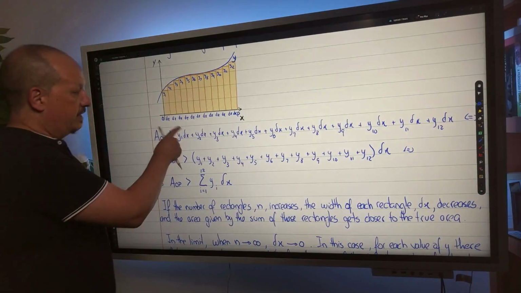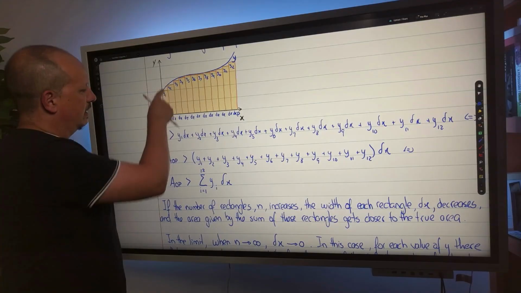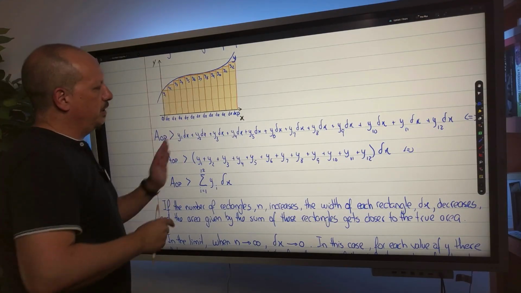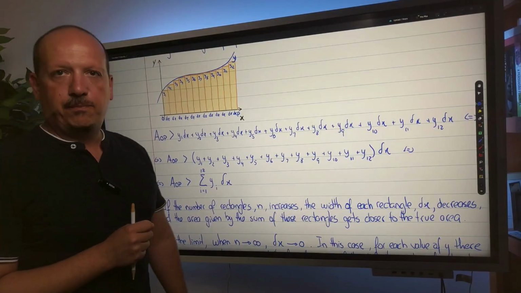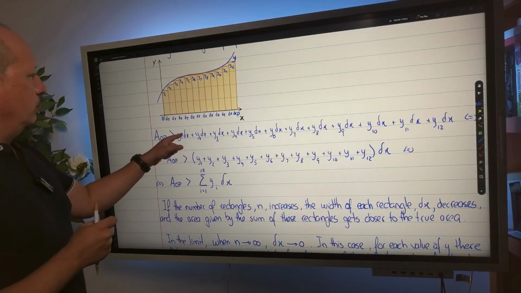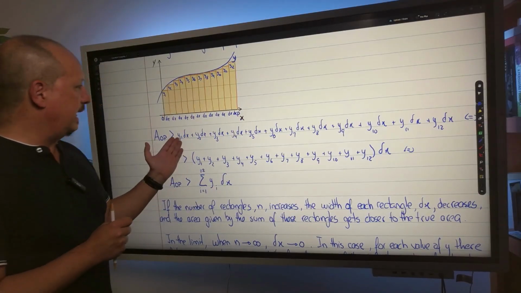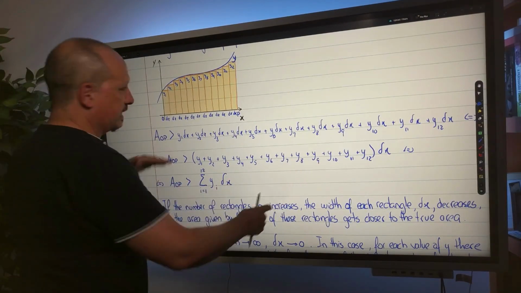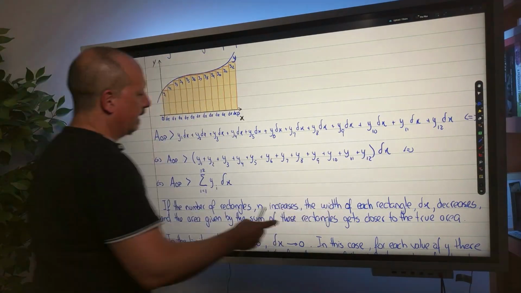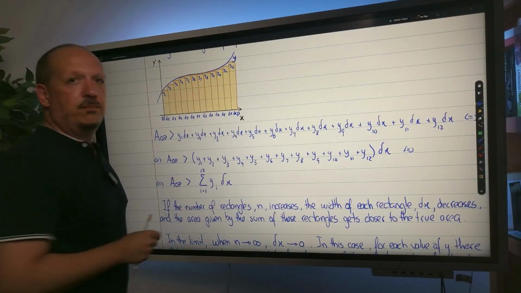Okay, what is this? This is the area of rectangle 1, this is the area of rectangle 2, the area of rectangle 3, etc., until the area of rectangle 12. As I've told you, delta x is the same to all rectangles, so you basically can factorize this. That's what I did in the next line. So I factorized delta x, and I just put the sum of all these heights over here.